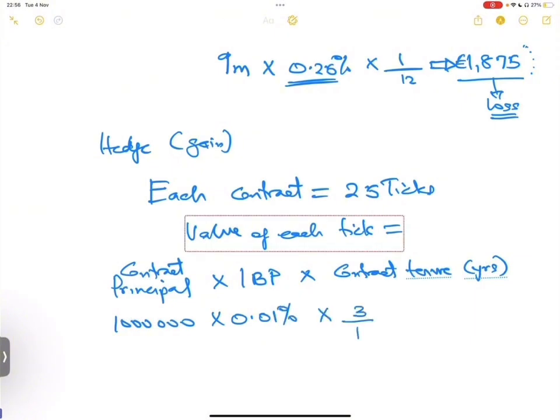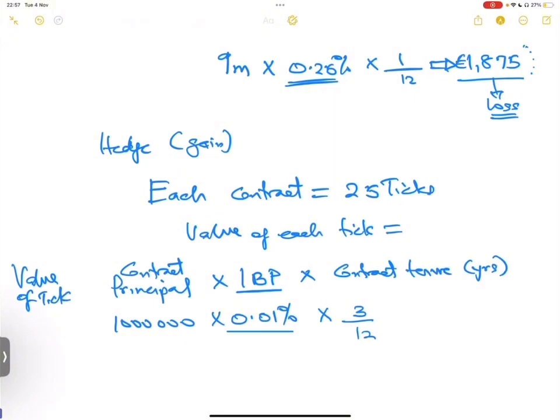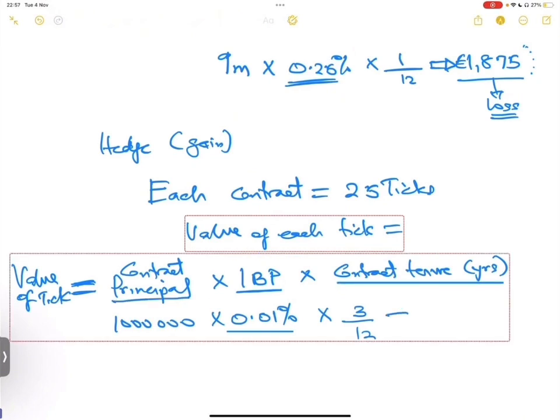A quick question. Go ahead, please. In the question, it said it's 25 basis points. That is the interest rate movement. We are calculating the value of tick now. So for value of tick, please note that this is fixed. This does not change. This is a fixed formula that you must always use. It's always 1 basis point, multiplied by your contract principal, multiplied by the contract tenor in years. And if you do that, that will give you $25.